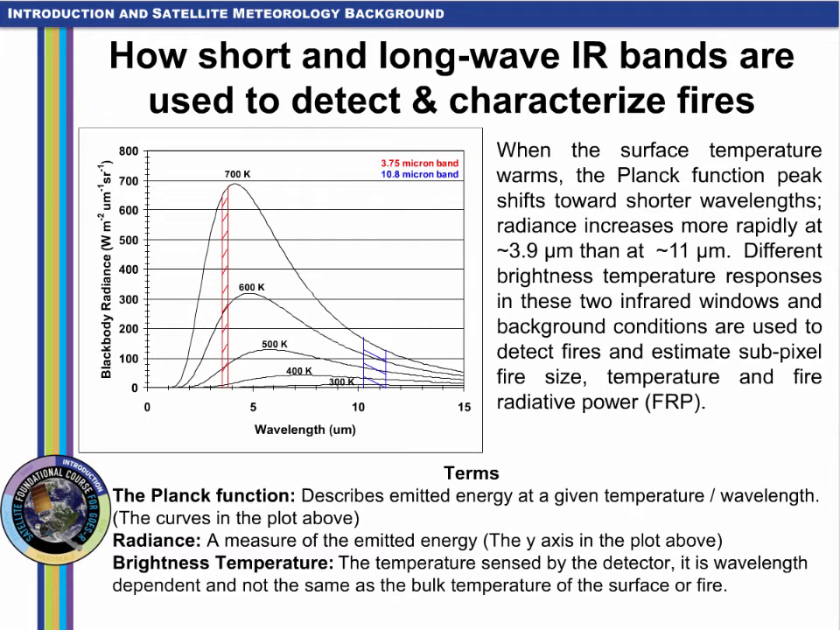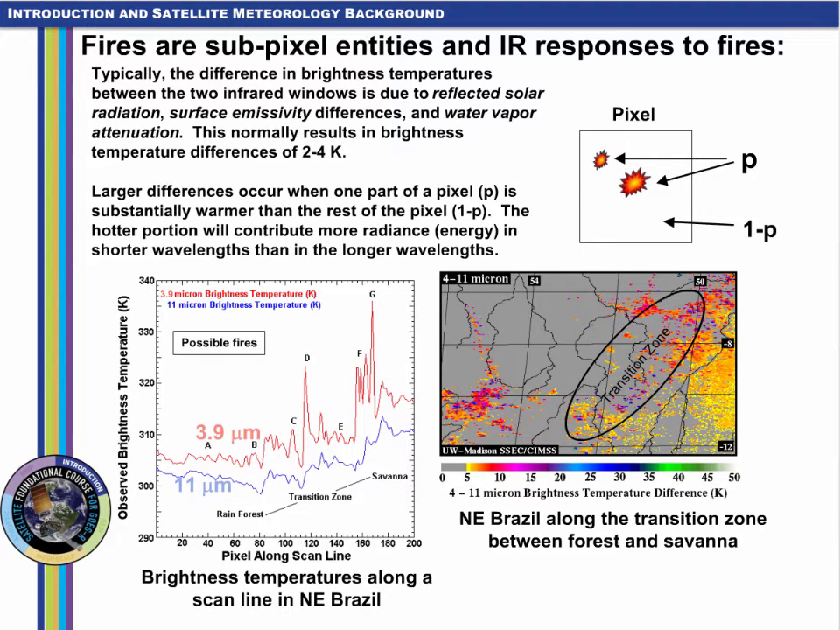of fire attributes. Again, fires are small compared to a satellite pixel, even with 2-kilometer pixel sizes, and fires contribute more energy in shorter wavelengths than in longer wavelengths. So when a fire develops, the changes are more obvious in the short wavelength 3.9 micron channel than in the longer wavelength 11 micron channel.